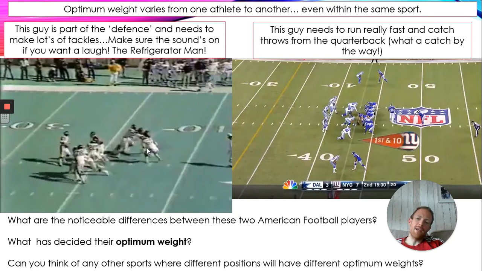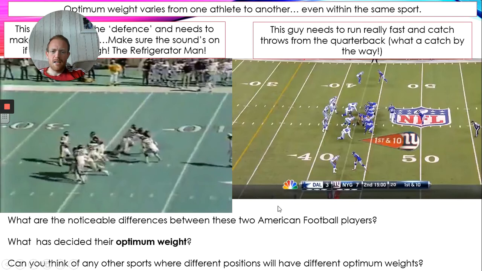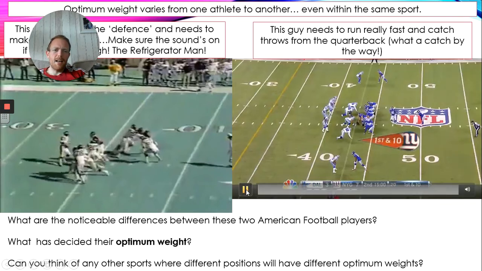But why is he so big? Why is that as effective for him? Why is that his optimum weight to be that size? Yeah. So have a think about that. So what are the differences? And what sort of decided that optimum weight? Why is he like that? And then watch this catch.